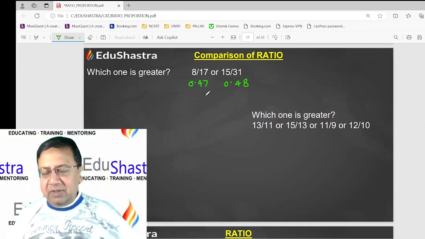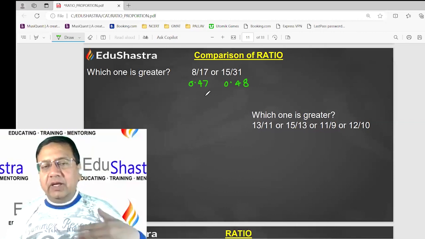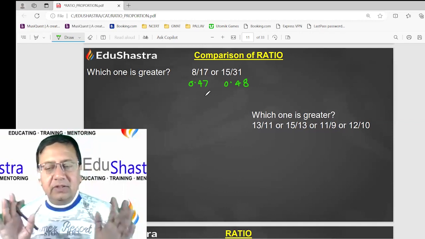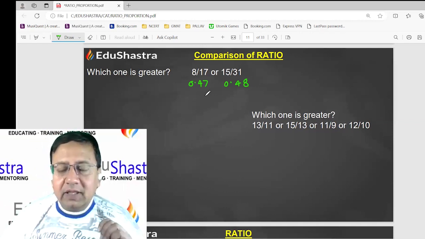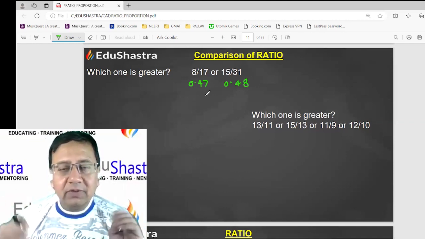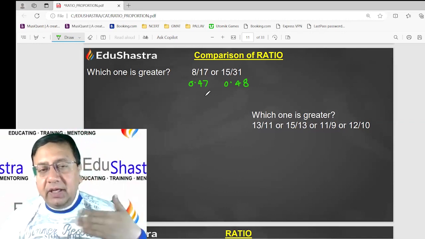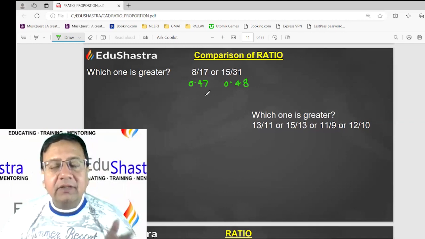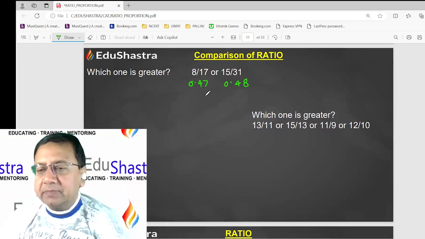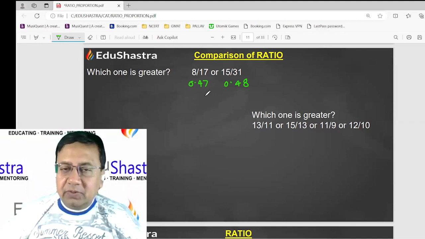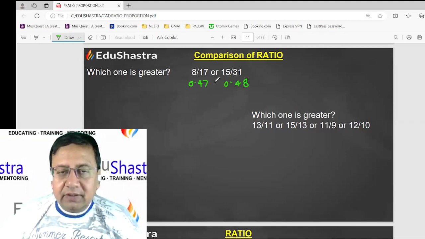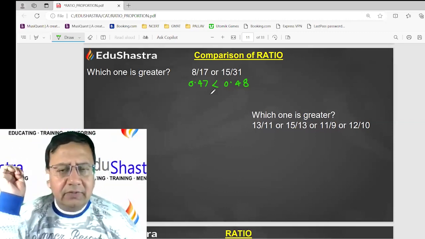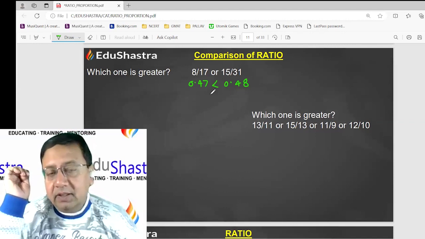I'm not talking about the method, but about how we interpret, how we say, because in the examination we know this is one method to identify the comparison, to identify which one is greater or smaller. But how do we interpret and how do we decide which is more important, so that my answer should not be incorrect, right? Okay. So I clearly say that this one, 15 by 31, is greater. Now, there are different methods to identify the numbers.